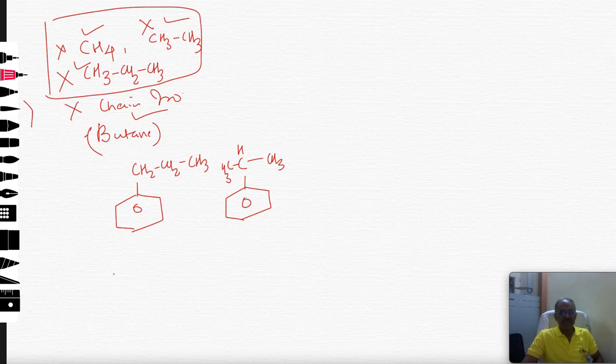Similarly, suppose there is a 1, 2, 3, 4 and 5 carbon chain. This thing also can be written as 1, 2, 3, 4 and 5. At the second position again the methyl group has come. So I can say this is an iso, you can say 5 carbons means isopentane.